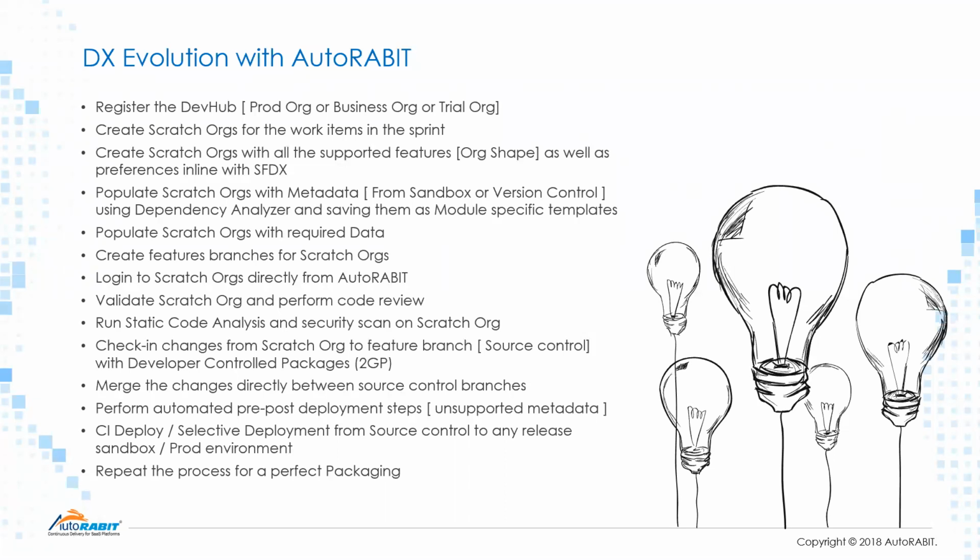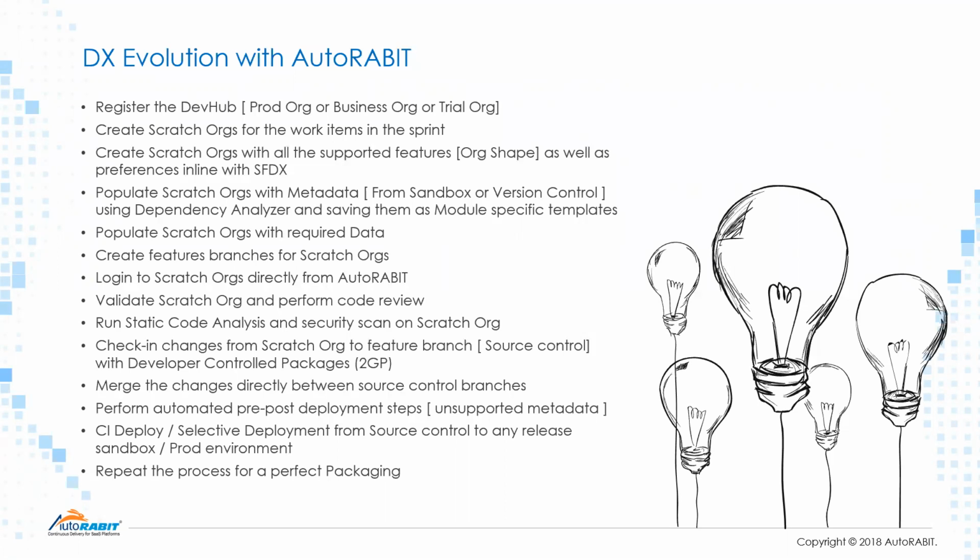You can open your scratch orgs. So basically, the developer, instead of installing the DX CLI, taking a checkout of his local version control, figuring out what's happening in the ALM system and so on and so forth, you can bring this entire silo of operations into one workspace that would be AutoRABIT. You can populate your scratch orgs with metadata from Sandbox or version control using the dependency analyzer and saving them using the module specific templates.